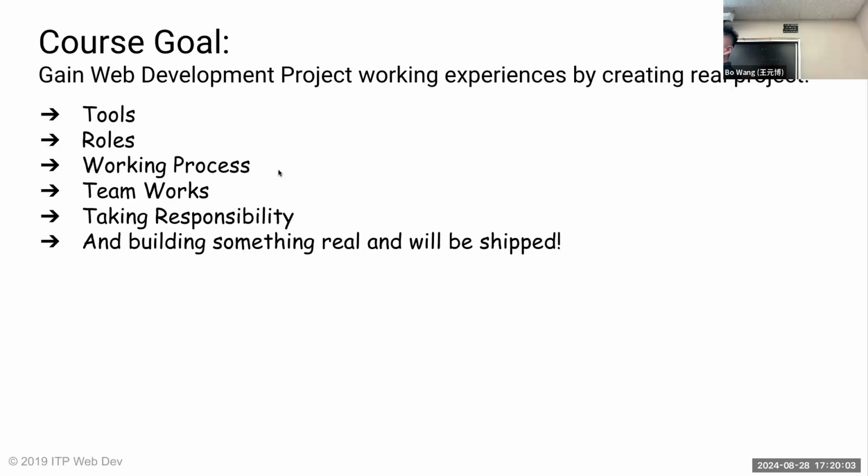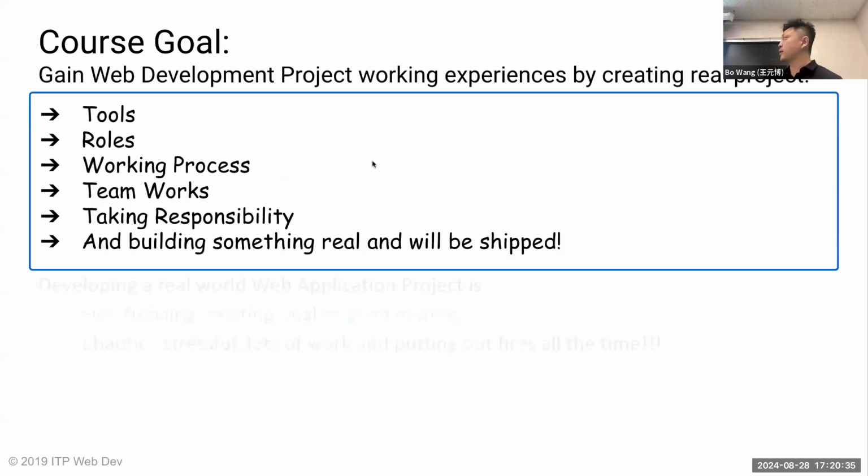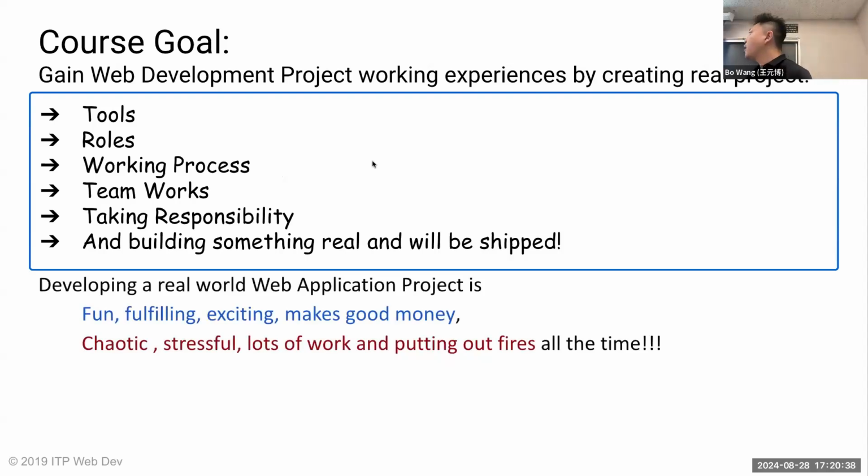We're going to talk about that a little bit later today. You'll be a designer, developer, project manager, product owner, etc. We're going to try different roles, and we're trying a real working process. We're going to talk about that in the next lecture, the agile development process. And again, we're working in teams, taking responsibility, and we're going to ship it. The goal is to ship something that people are actually going to use. And developing a real-world web application project is fun. Trust me, it's really fun.